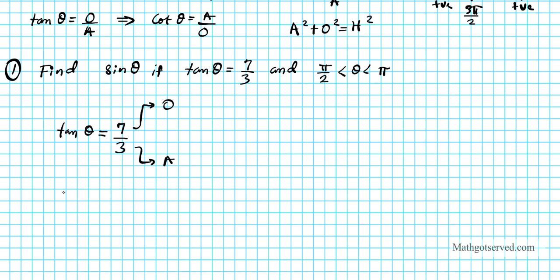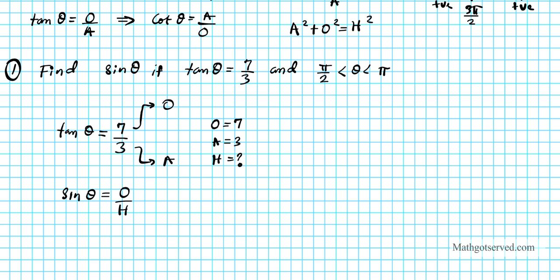All right, so what are we looking for? We're looking for sine theta. Sine theta is opposite over hypotenuse. But I know that my opposite is 7, and my adjacent is 3. But what on earth is my hypotenuse?